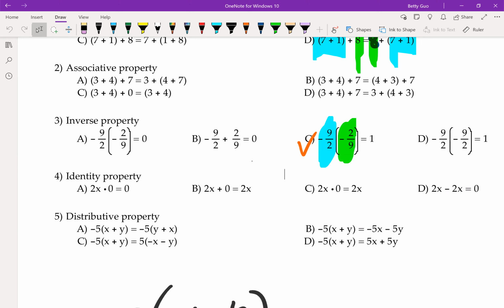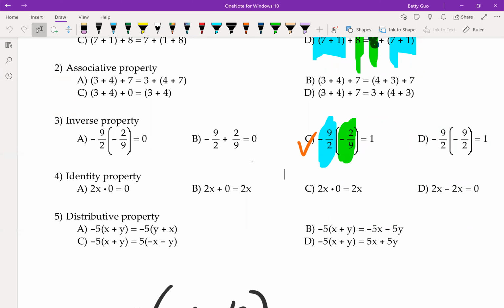Answer choice B. Is B an example of distributive property? Yes or no? Look at the B. What's the coefficient of the parentheses? Negative 5, right? We multiply negative 5 by each member inside the parentheses. Negative 5 times x, negative 5 times y, right? So B as in boy, that's the answer. That's an example of distributive property.